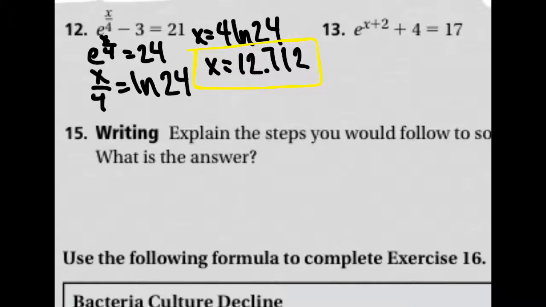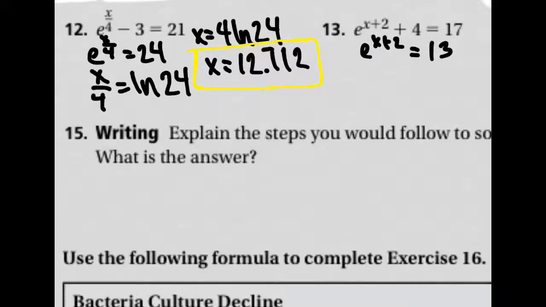Alright, number 13, same idea. e to the x plus 2 plus 4 equals 17. First thing I'm going to do is get rid of the 4, right? Subtract 4 in this case. So I get e to the x plus 2 equals 17 minus 4, which is 13.